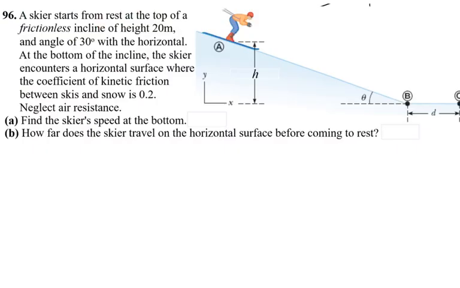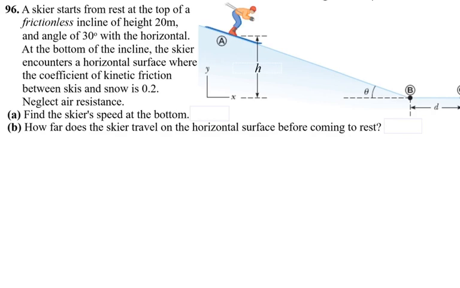Let's look at this question. A skier starts from rest at the top of a frictionless incline of a height of 20 meters and angle of 30 degrees with the horizontal. At the bottom of the incline, the skier encounters a horizontal surface where the coefficient of kinetic friction between the skis and snow is 0.2. Neglect the air resistance. Find the skier's speed at the bottom, and then how far does the skier travel before he stops?